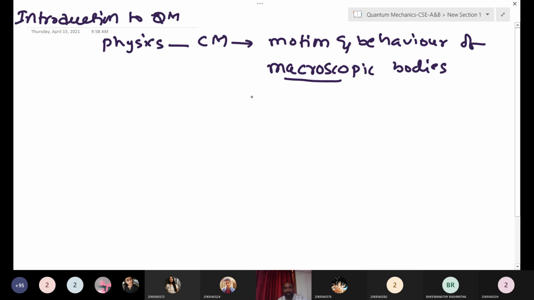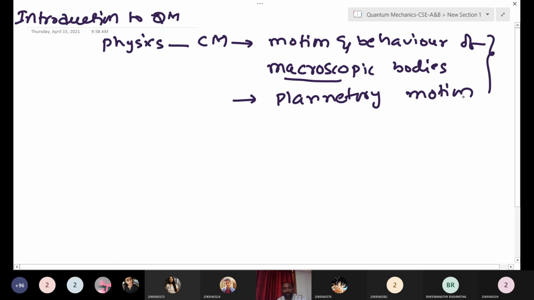You can also study planetary motion. We know all planets revolve around the sun, so how they revolve and what their speed is can also be studied using classical mechanics. So mainly classical mechanics is used to study macroscopic bodies like planetary motions, which we can see with the human eye. So this is classical mechanics.